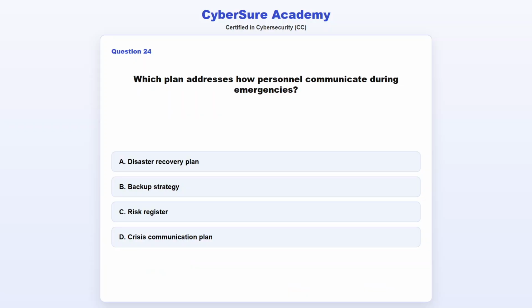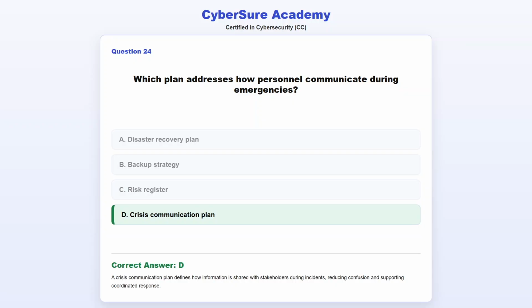Question 24. Which plan addresses how personnel communicate during emergencies? A. Disaster recovery plan. B. Backup strategy. C. Risk register. D. Crisis communication plan. The correct answer is D. Crisis communication plan. A crisis communication plan defines how information is shared with stakeholders during incidents, reducing confusion and supporting coordinated response.